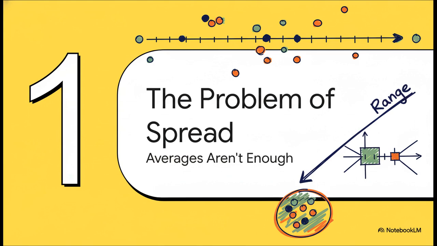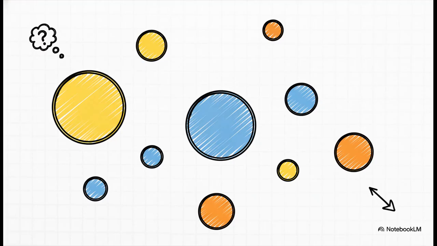Okay, so to really get why the range is so useful, we're actually going to start with a problem, not a solution. It's a question about how data behaves. Let's imagine these are 10 scores from a recent test. Now, what's the first thing most of us would do to figure out how the class did? We'd probably find the average, right?